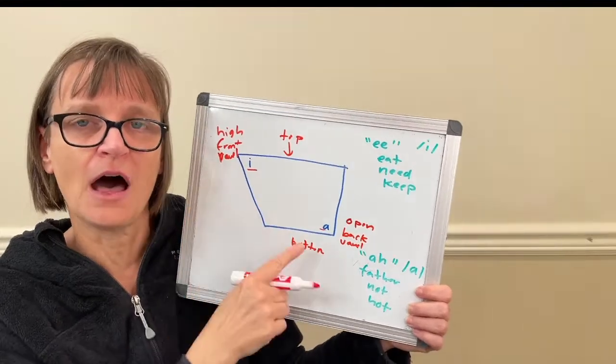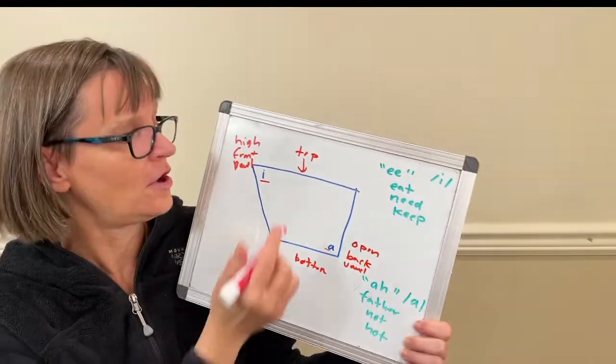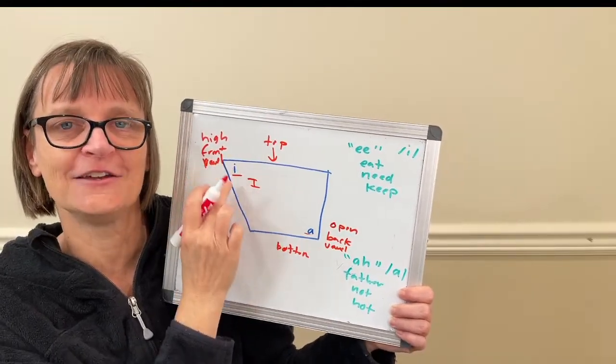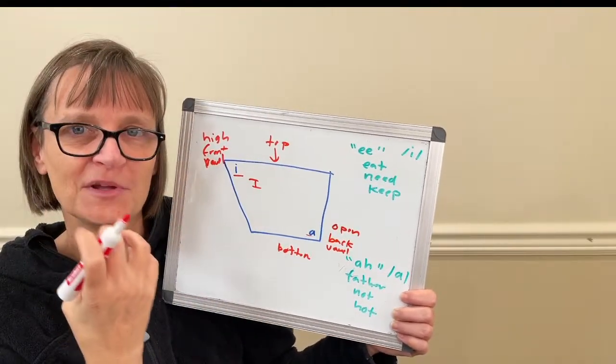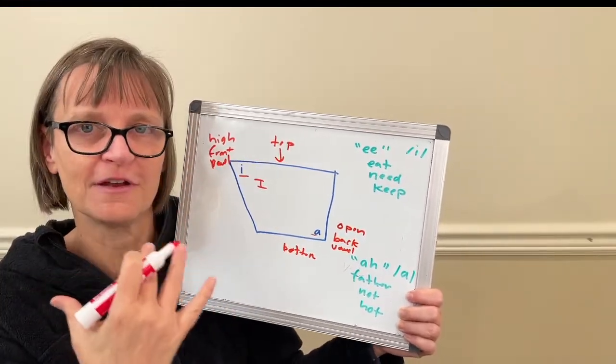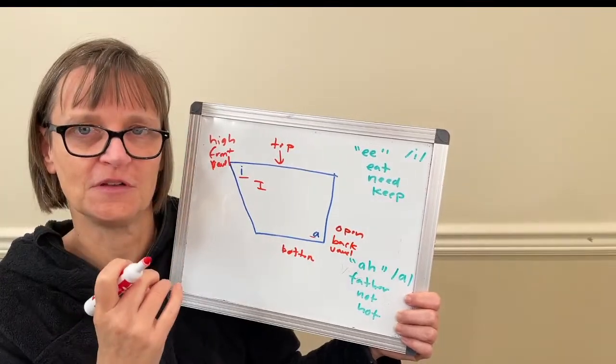So E and ah are fairly obvious to feel. Harder to feel E and I, like eat versus it. But as we build our knowledge of vowels, we can use this as a reference point that can be very helpful to feel the difference between vowels.